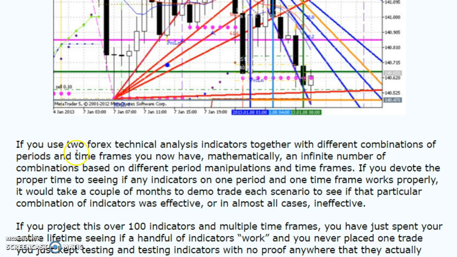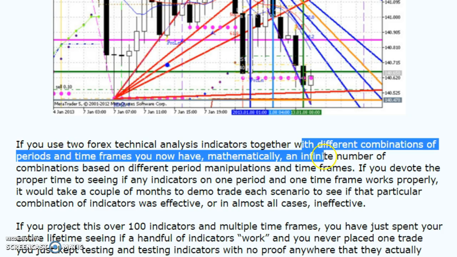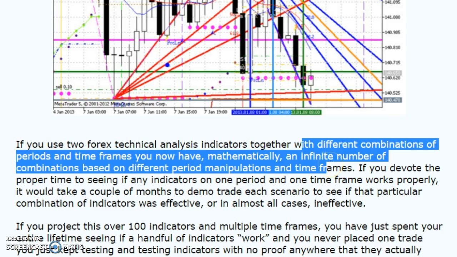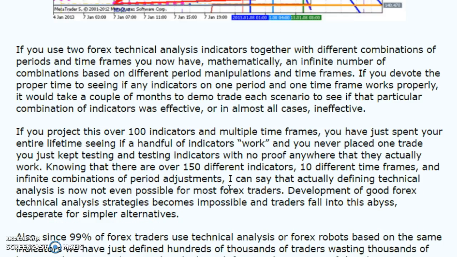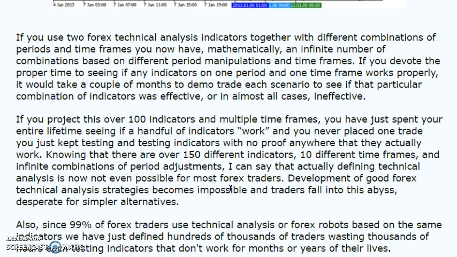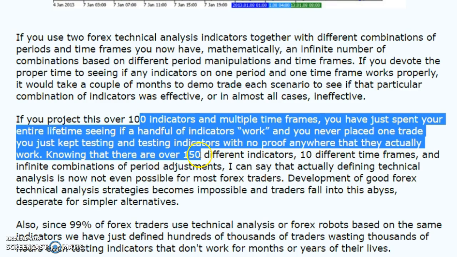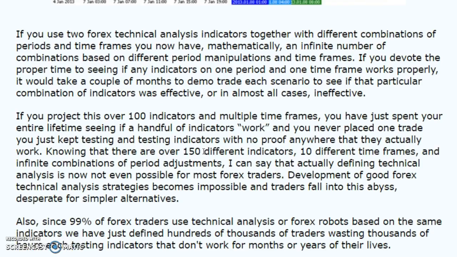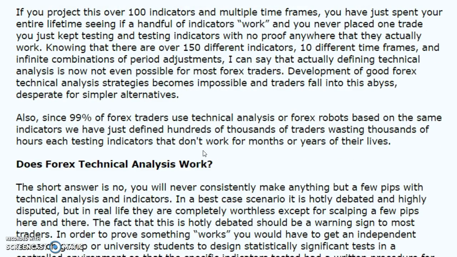So you've got an infinite number of combinations of indicators, manipulations, time frames, and periods, and you just keep testing and testing, or you keep demo trading, and the broker keeps emailing you wanting you to open up a live account, and it just doesn't work. It just can't work. The number of combinations of technical indicators you have, and the constant testing, will eventually wear you out, and you'll quit trading, and you'll have wasted thousands of hours testing indicators.